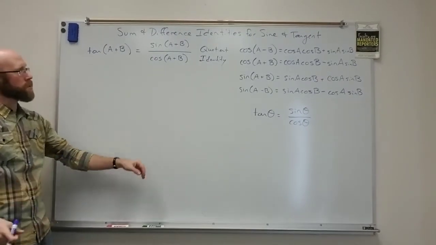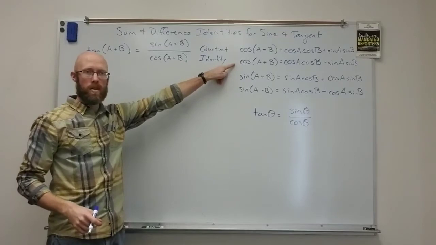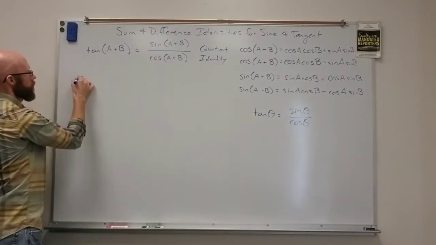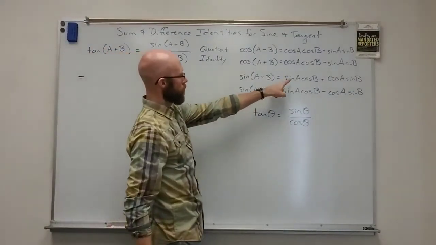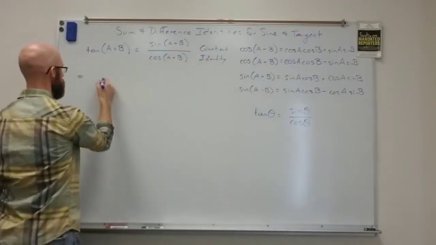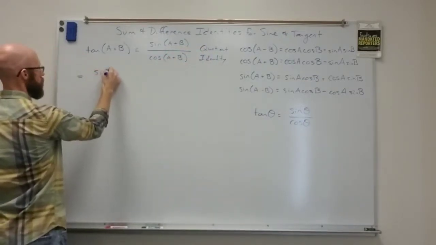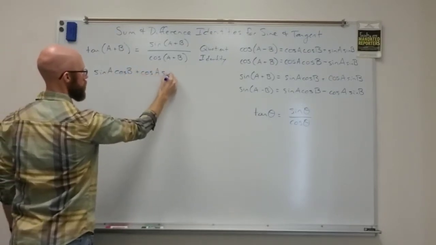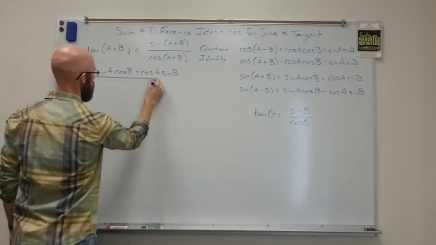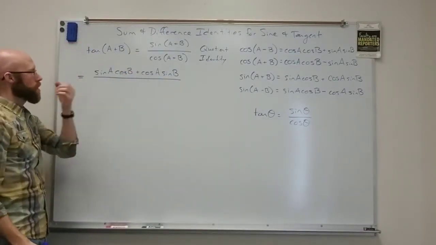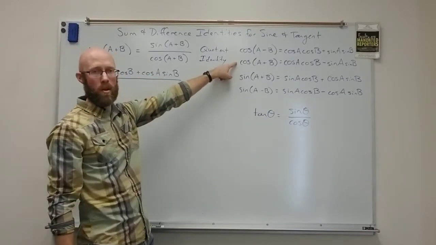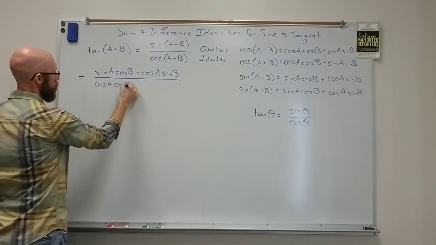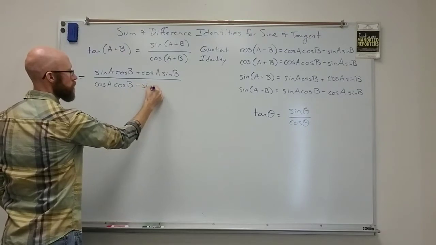Now what we're going to do is substitute the two sum identities into this fraction. And so we're going to end up with, instead of sine of A plus B, sine A cos B plus cos A sine B. That's the numerator. Then the denominator comes from the sum formula for cosine. And so that's going to be cos A cos B minus sine A sine B.